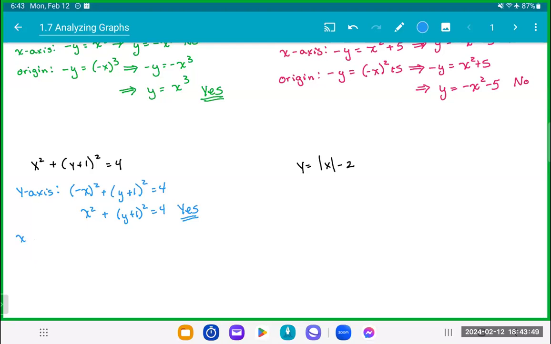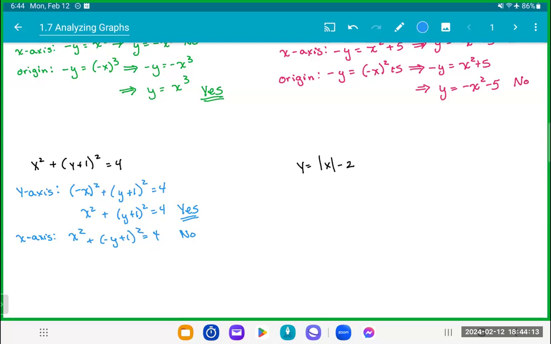When we look at it in terms of the x-axis, we end up with x squared plus (negative y plus 1) squared equals 4. And you can see that, no, that is not the same as what we have above, because one of them has a negative y and the other one has a positive y.